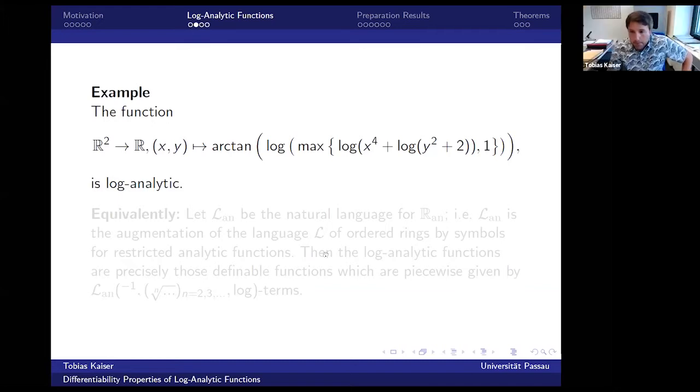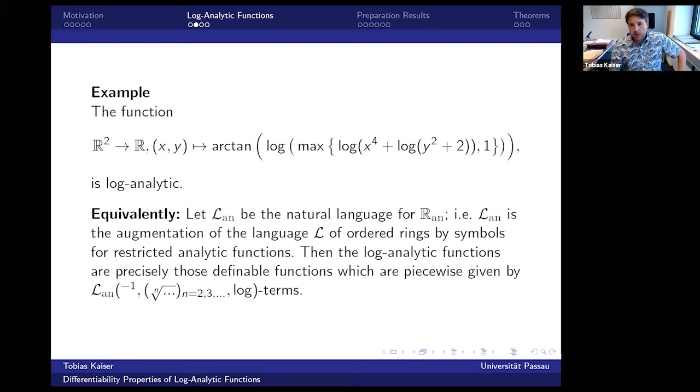From the model theoretic point of view, the log-analytic functions can be described in the following way. So L is the language of ordered rings. We augment it by symbols for every restricted analytic function. We get the language L_an. That's the natural language for R_an.